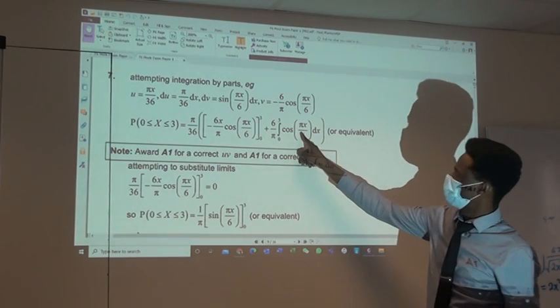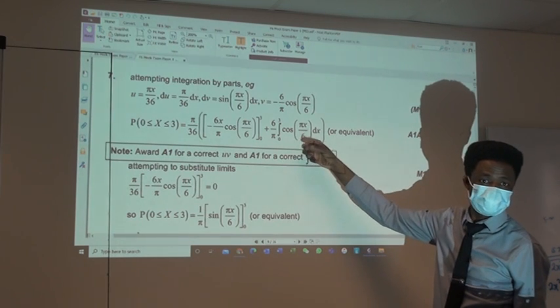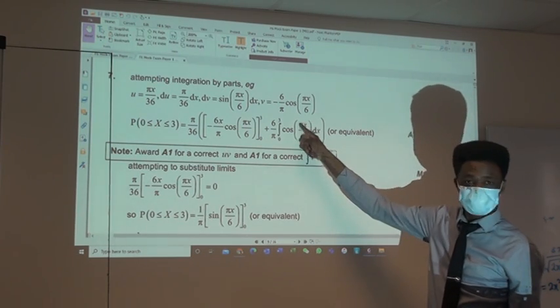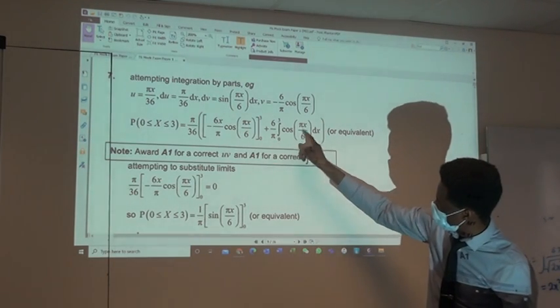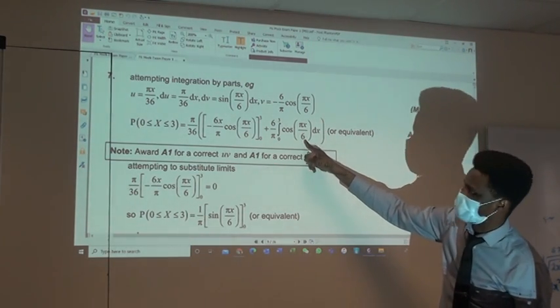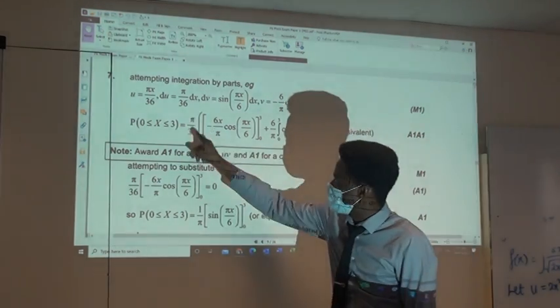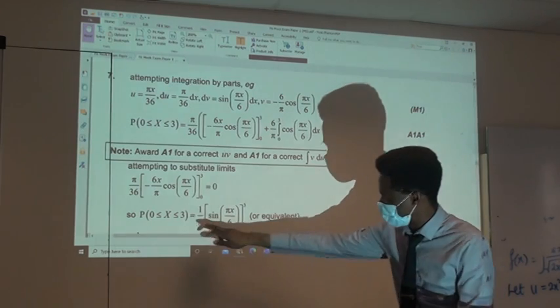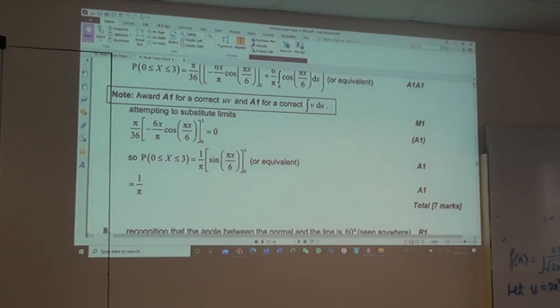When you integrate, you divide by the derivative, right? When you integrate cos, you get sine. Then you divide by the derivative of this one. The derivative of this one is pi over 6. So when you divide by pi over 6, you are multiplying by 6 over pi. So it becomes 36 over pi squared. And you already have pi over 36. So the 36 cancel, leaving behind only pi. That's why you have only one pi here. It's better if you work this out. If you just look at the paper, you won't do anything.